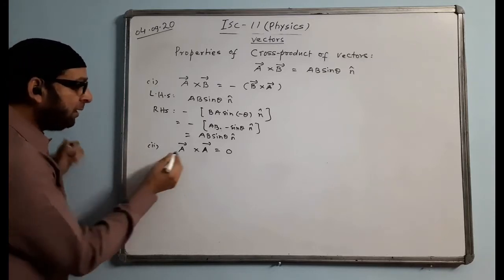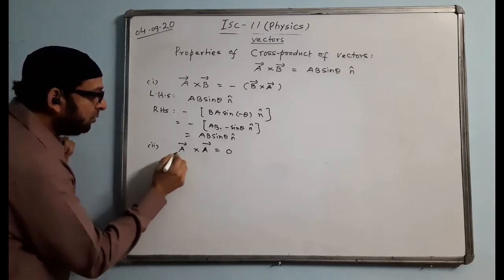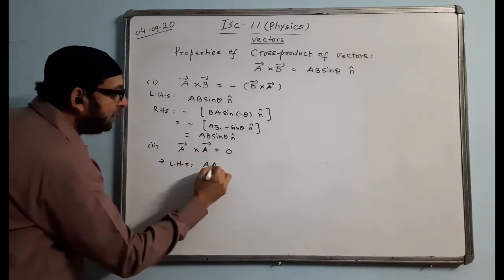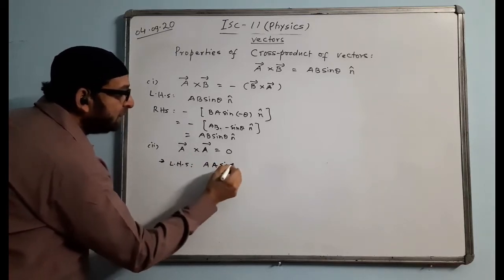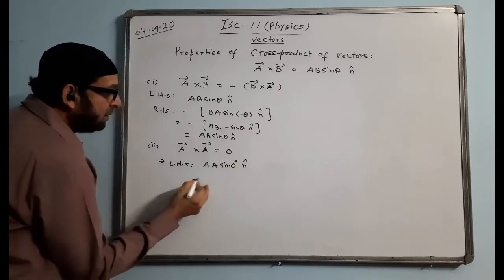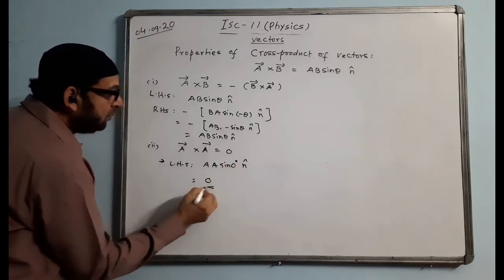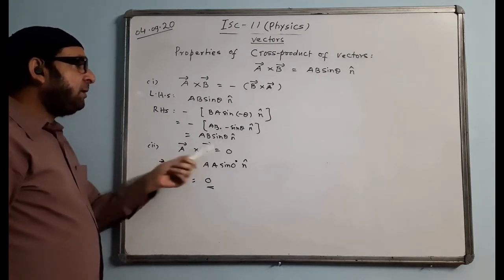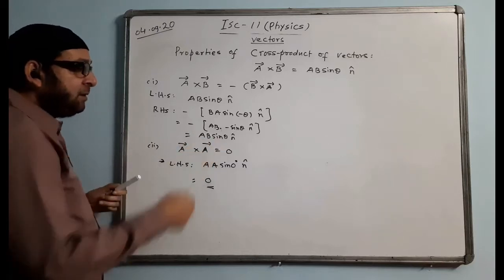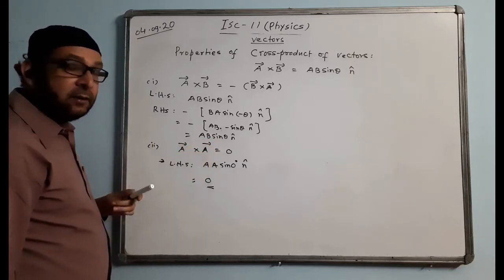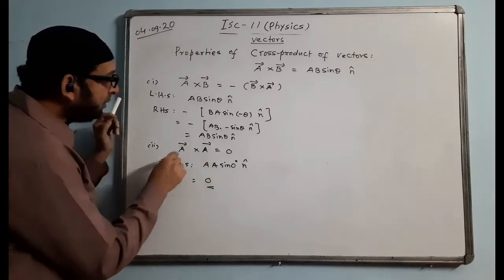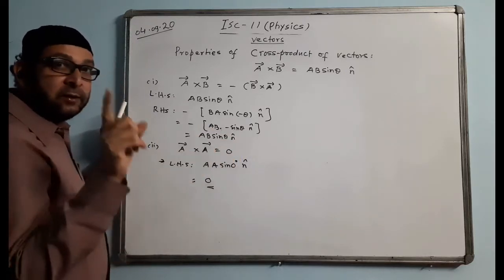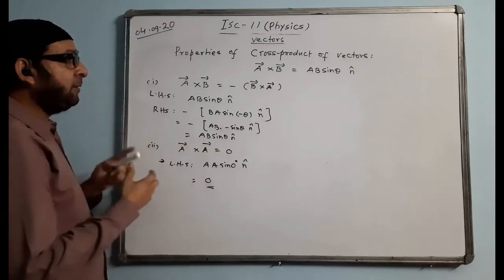How to prove A cross A is 0? We take the LHS first. A cross A will be written as A A sin of the angle, which for the same vector is 0 degrees, n cap. Sin 0 is 0, so the entire thing becomes 0. So this is the idea behind it. A cross A becomes 0: when you multiply the same kind of vectors, the answer is 0. Not like the scalar product. In the scalar product, A dot A becomes A square. I dot I becomes I square, and the magnitude of I is 1, so the answer will become 1.